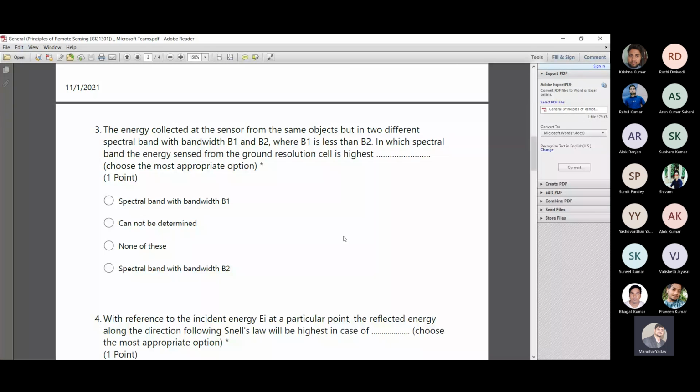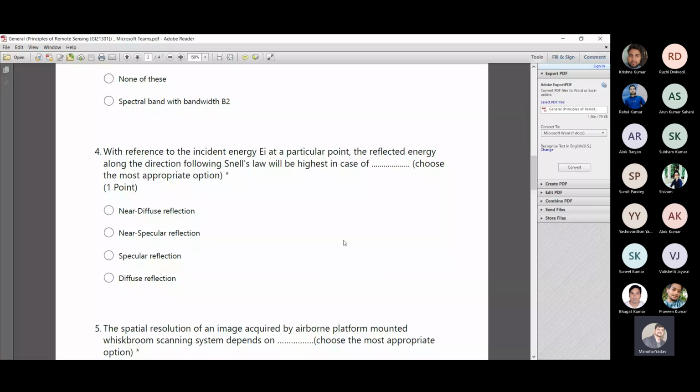Now this fourth problem is related to the geometrical interaction of electromagnetic radiation at the surface. We discussed two kinds of reflection, specular as well as diffuse. If the surface is smooth, then there is specular reflection. And when the surface roughness increases, which is also related to the wavelength as well as the angle of incidence, there is a formula. If the surface roughness is less than lambda divided by 8 cos theta, in that case we have specular reflection, while in the opposite case, we have diffuse. This is the background and fundamentals behind this problem.